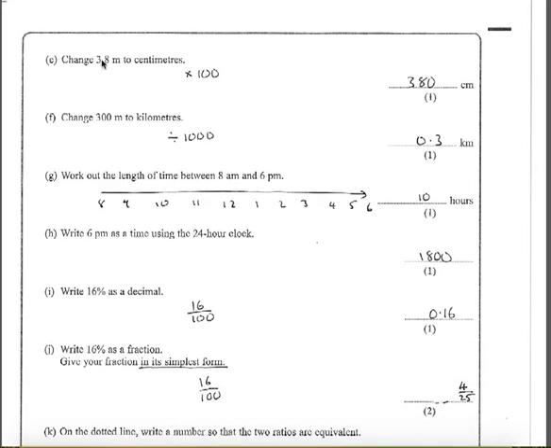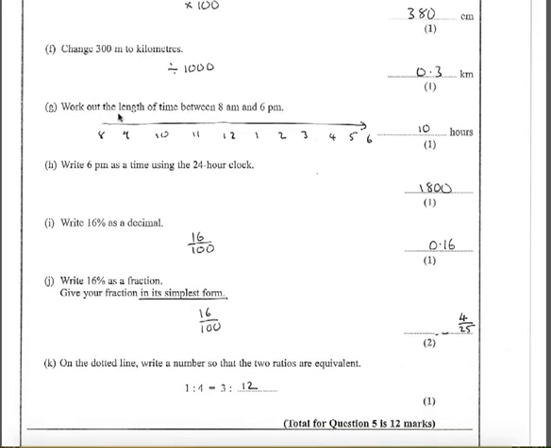Every metre is 100 centimetres. So 3.8 lots of 100 centimetres is 380. It takes 1,000 metres to make a kilometre. So 300 is 0.3 kilometres. Just write it out longhand. It doesn't take long, but it means you get the right answer.